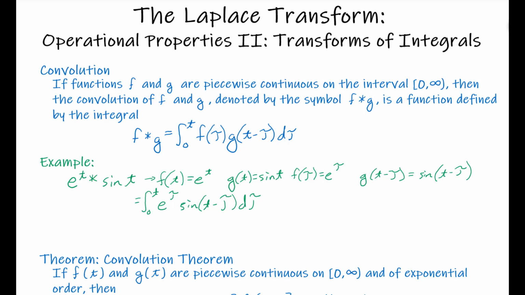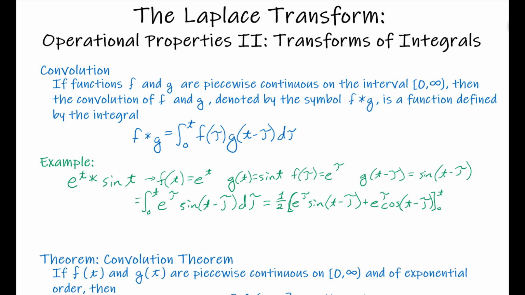do that, we end up finding that our integral is 1/2 times e to the tau sine of t minus tau plus e to the tau cosine of t minus tau. And all of this is evaluated from 0 to t. So we'll be plugging in t for tau and then 0 for tau.